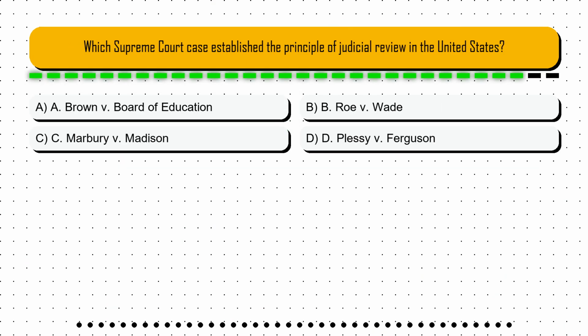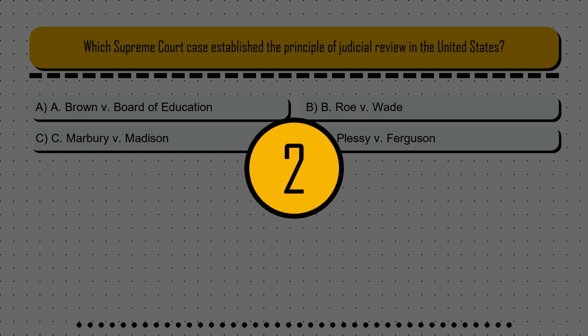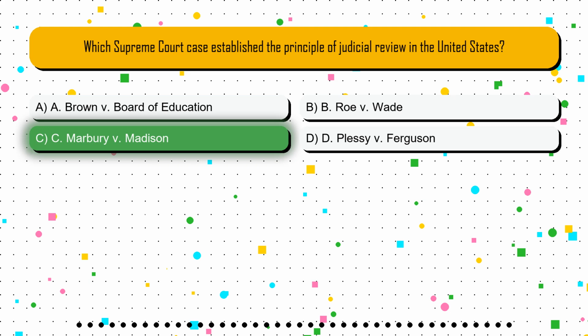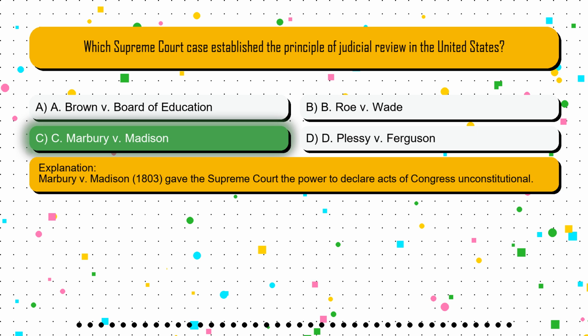Question 3. Which Supreme Court case established the principle of judicial review in the United States? Option A. Brown v. Board of Education. Option B. Roe v. Wade. Option C. Marbury v. Madison. Option D. Plessy v. Ferguson. The correct answer is option C. Marbury v. Madison. Marbury v. Madison, 1803, gave the Supreme Court the power to declare acts of Congress unconstitutional.